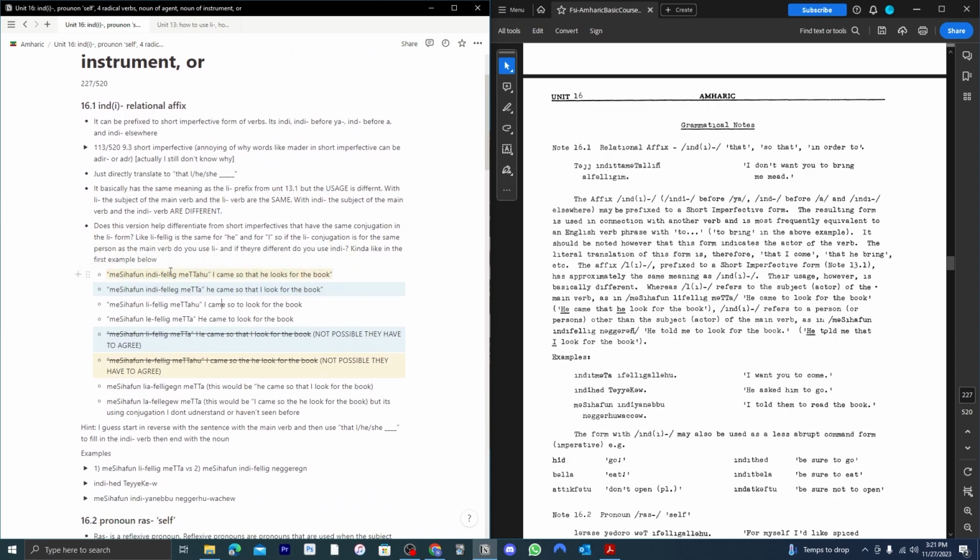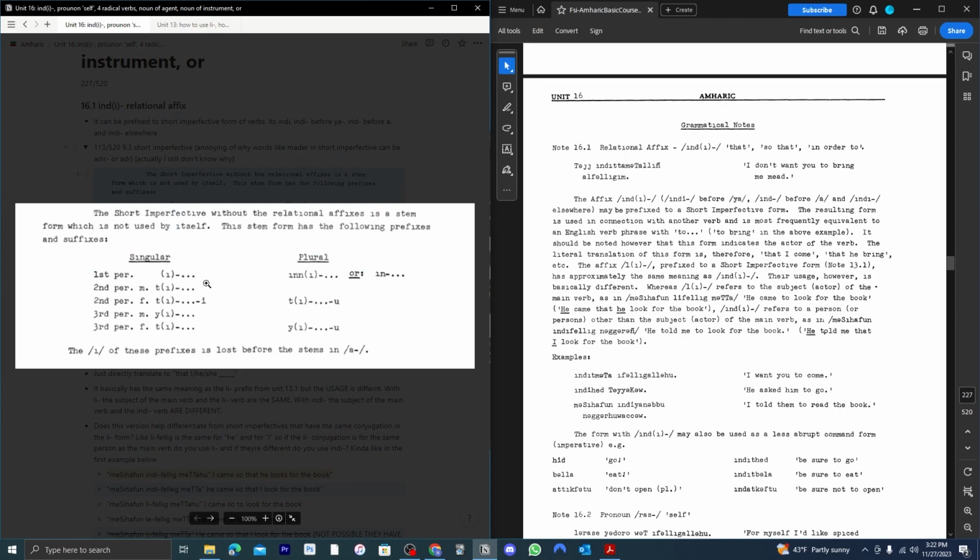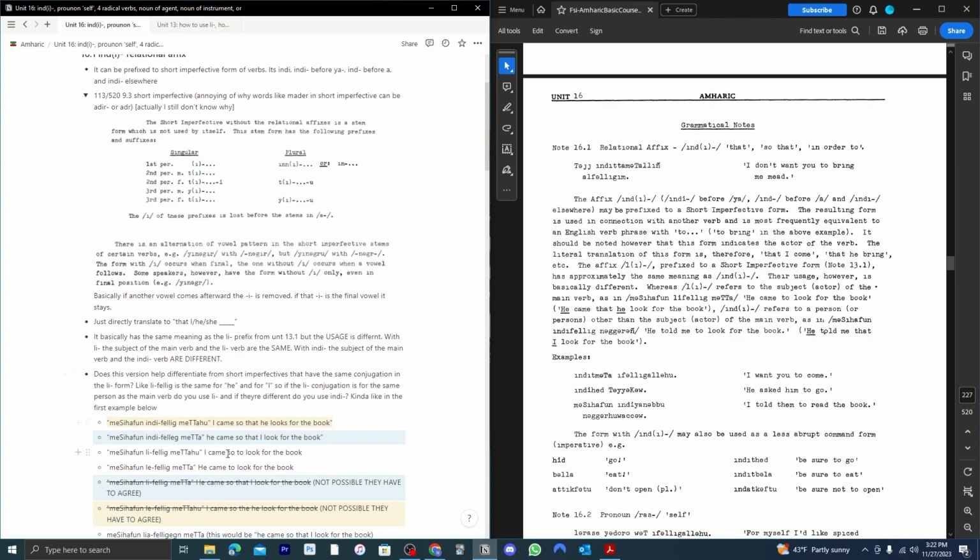So mesafu indefelig metau. My hint here for doing the sentence is I would start in reverse with the main verb and then add on the that he, she, he could do whatever. So metau is I came. Mesafu indefelig, I would interpret this as that he would look for. So this is kind of a situation where the short imperfective of first person and third person I think will end up looking exactly the same. So I came so that he looks for the book.